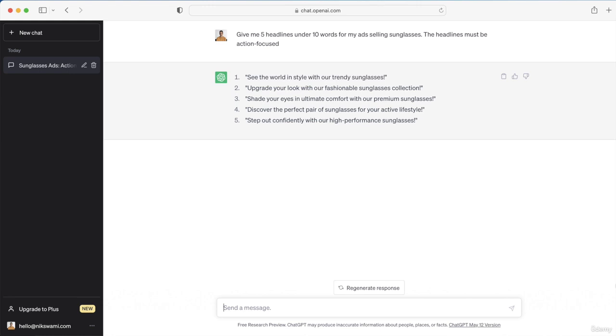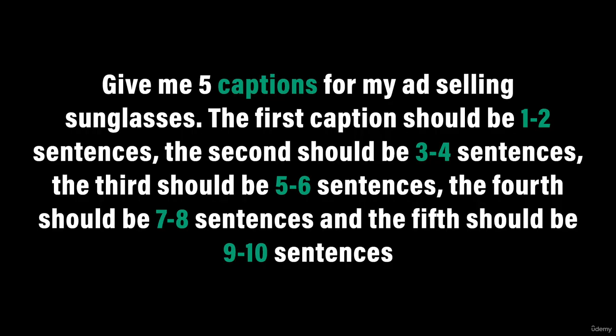Now, the remaining 5 prompts are all focused on writing different types of captions, but you can also apply them to your headlines if you want to. All right, so remember, every variable we've covered in this course can be mixed and matched with any of the prompts so that ChatGPT gives you exactly what you want. So prompt number 2 is, give me 5 captions for my ad selling sunglasses. The first caption should be 1 to 2 sentences, the second should be 3 to 4 sentences, the third should be 5 to 6 sentences, the fourth should be 7 to 8 sentences, and the fifth should be 9 to 10 sentences.